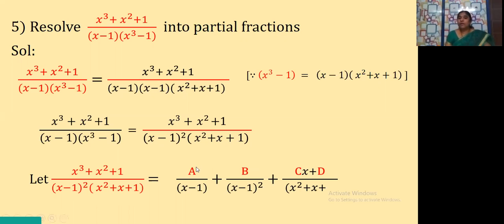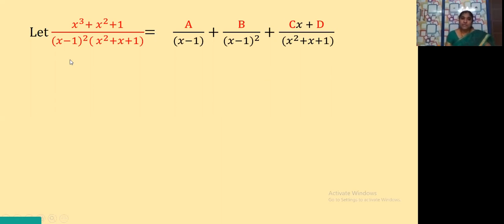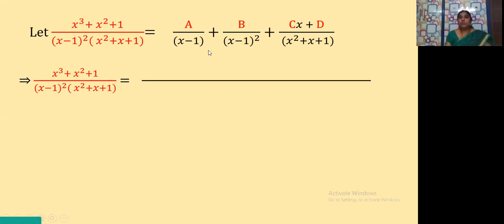So here we have 4 constant values to find out. That is the equation we have, children. So let us take the LCM first, like what we did in the previous sums. (x cube plus x square plus 1) by (x minus 1) whole square into (x square plus x plus 1) is equal to, here the product is (x minus 1) whole square into (x square plus x plus 1). This is the LCM.